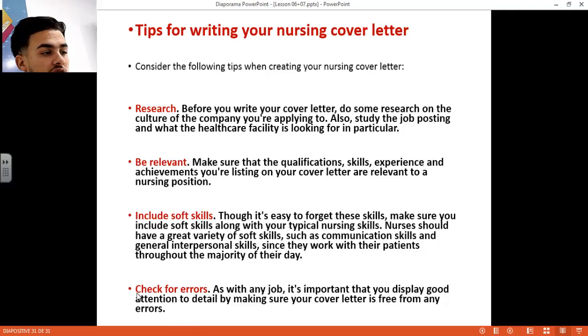And finally, we have to check, of course, for errors. As with any job, it is important that you display good attention to detail by making sure your cover letter is free from any errors.